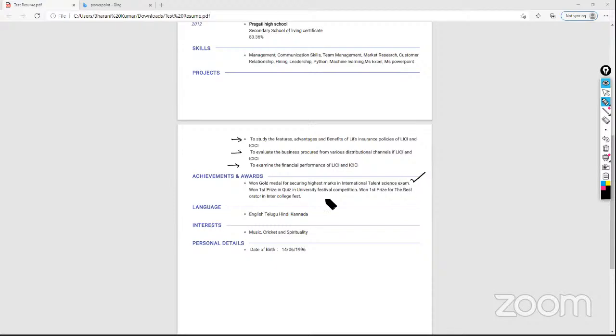Okay, and I believe this is one point, this is one point, and this is another point. No consistency, and bullet points should not end with a full stop. Language, this is not a single language. There should have been a comma, space Telugu, comma, space Hindi, comma, space Kannada. Okay, and the rest of the details are pretty fine. But projects, do you think should be like this? Not really.